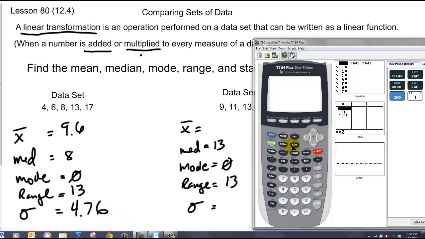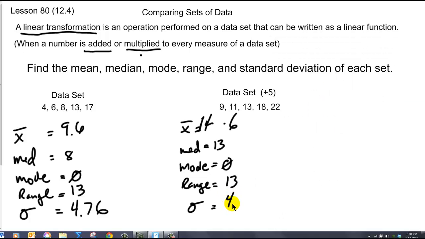Now we'll go back and again calculate our one variable statistics for the second list. So second L2, and here's our average of 14.6 and a standard deviation of 4.76 again. And you'll notice right off the bat that the average differs by 5, our median differs by 5, we have no mode for each, but our range in this case is the same as is our standard deviation.